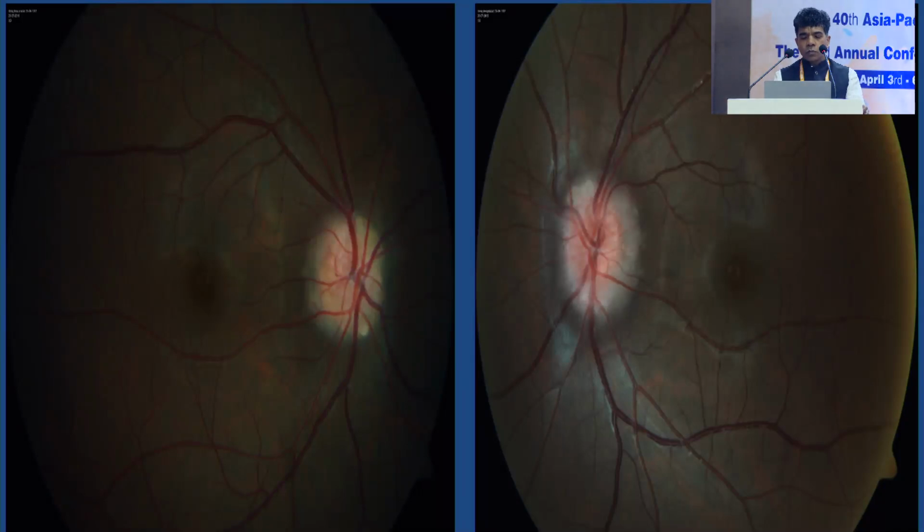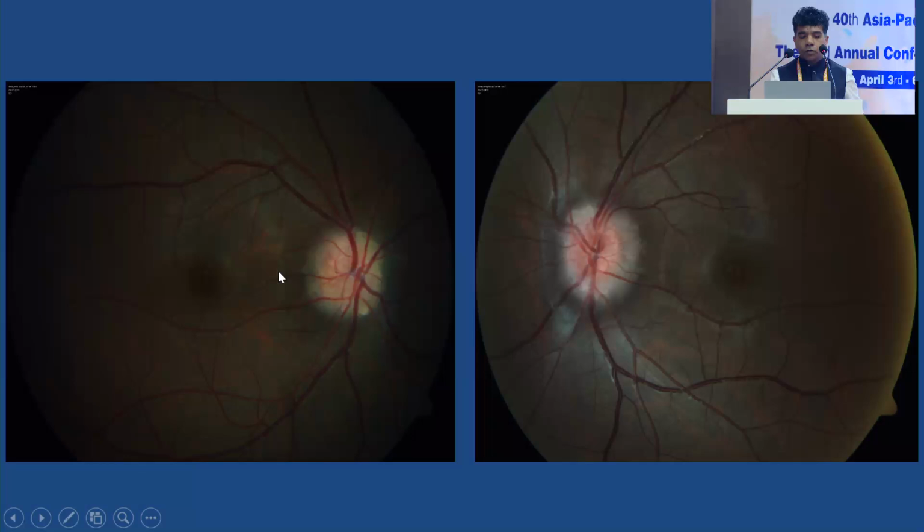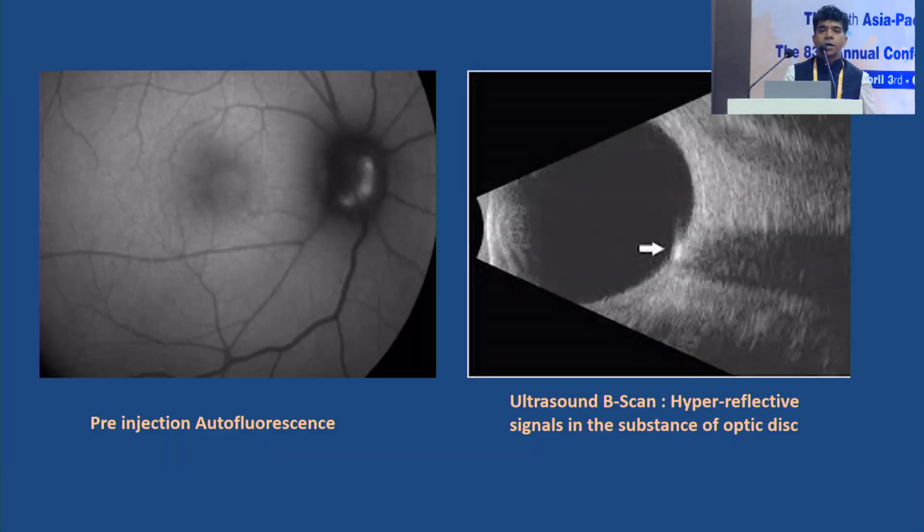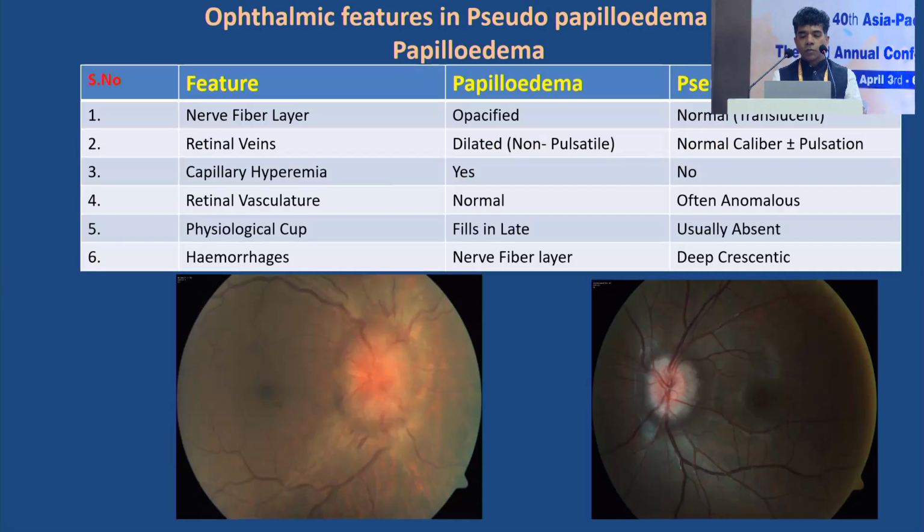This was the picture, as you can very well see over here. The blood vessels at the margin are not obscured. There are no hemorrhages, no dilatation of the vessels or any hemorrhage near the disc. So what do you think? It is optic disc drusen, bilateral, confirmed by pre-injection autofluorescence and ultrasound B scan. But the patient had already undergone MRI. So it was a case of bilateral drusen.